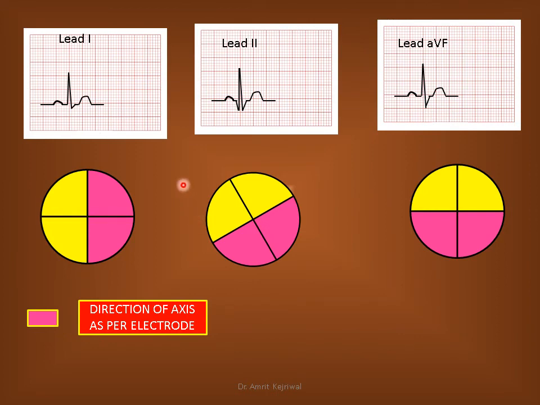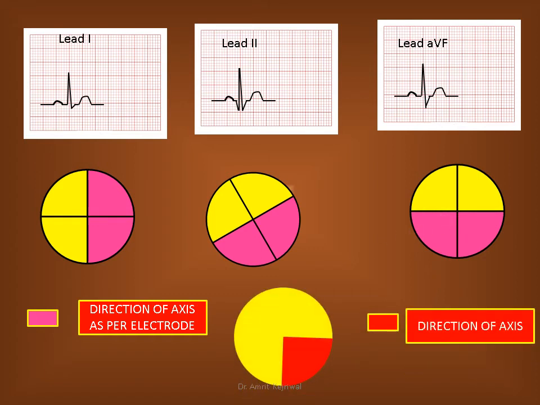So just to narrow that down, we've got another lead, AVF: lead 1, lead 2 and lead AVF. So in AVF the axis is over here somewhere in this electrode. All three are showing positive waves. So where should the axis be? Yes, from 0 to 90 degrees.